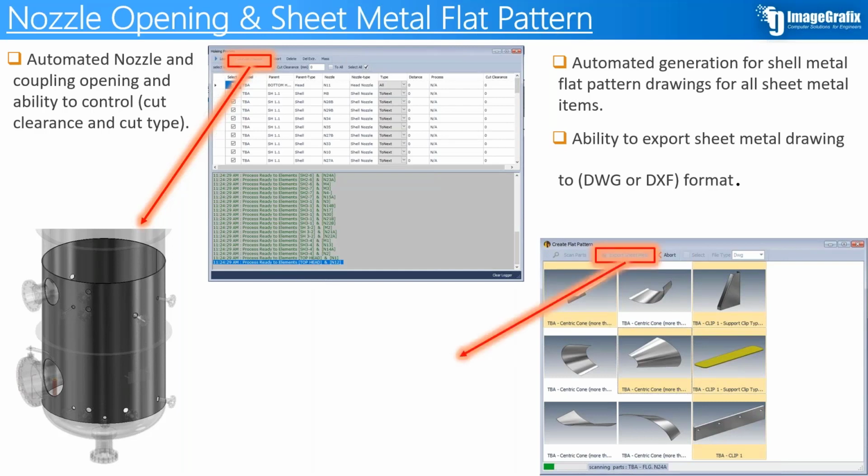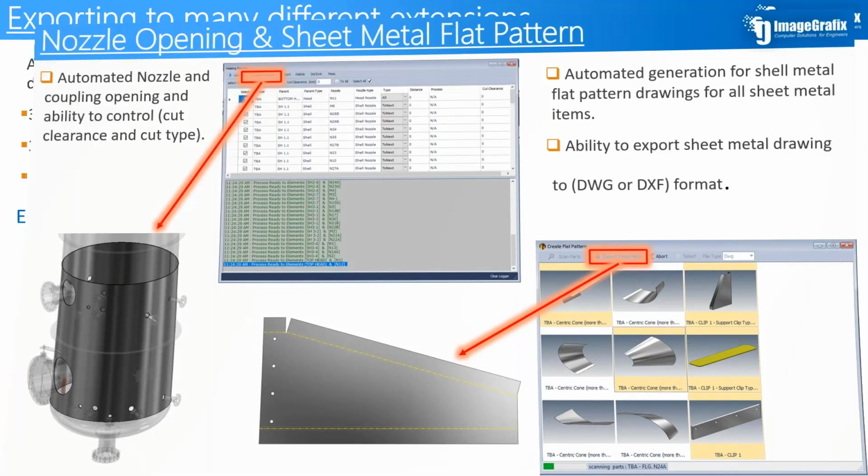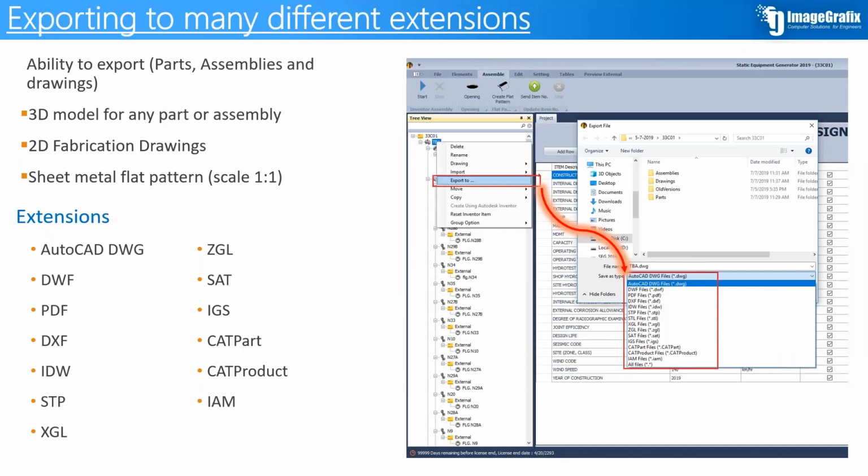Another tool in SEG is the sheet metal flat pattern. In this tool, you can convert all sheet plates to a sheet metal flat pattern, and you have the ability to export it in DWG and DXF format. You have the ability to export the 3D model and the 2D drawings in many different extensions. You can convert it to AutoCAD DWG or STEP, IGES, SAT. You can convert it to CATIA part or CATIA product, many different extensions.